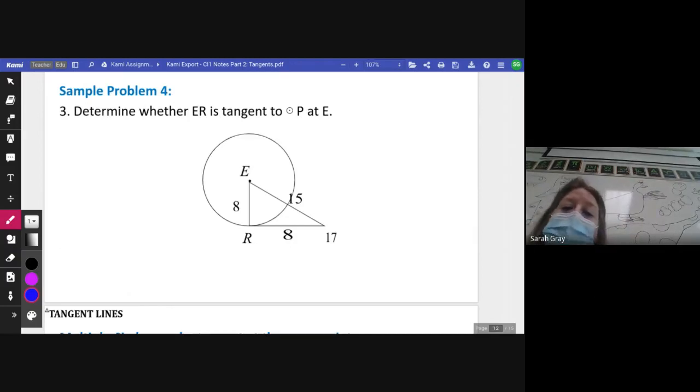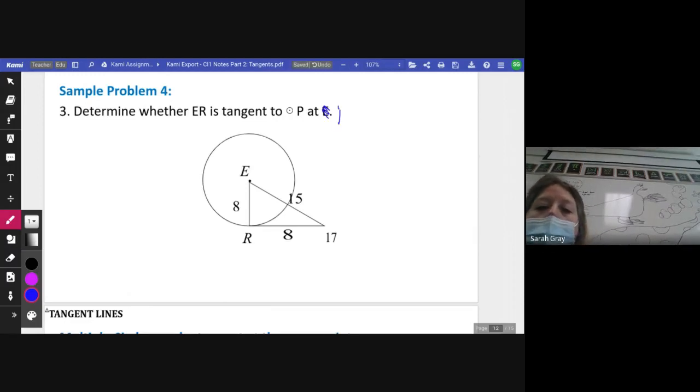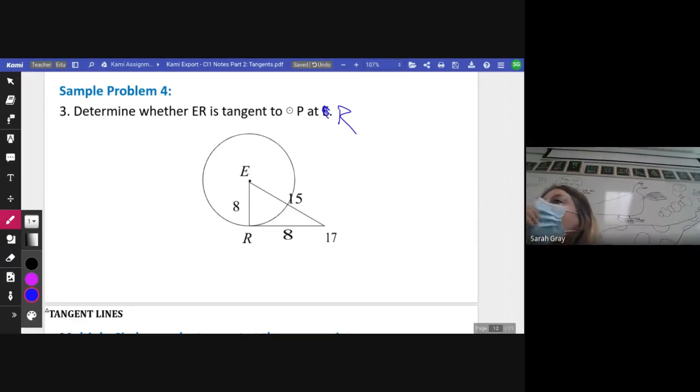Determine if ER is tangent at, that's not supposed to be at E, that's supposed to be at R, because that's the point of tangency. Oh, this is very, very badly written. We need another letter. How about a G? And this should be GR. Hey, fix that. ER can't be a tangent line. It's a radius.